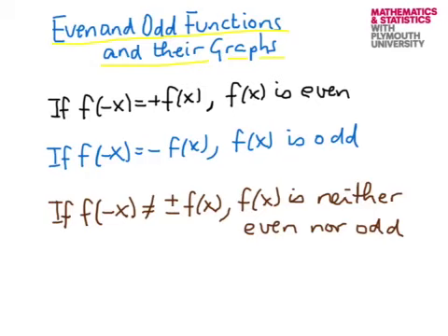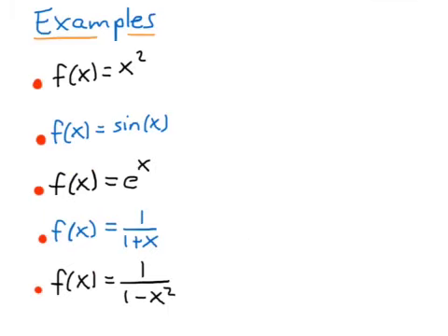So what I want to do on the next slide is to look at a couple of examples of functions which are even, odd and neither even nor odd. On this slide I'm going to work through 5 examples of functions. f of x is x squared, f of x is sine of x, f of x is e to the x, f of x is 1 over 1 plus x, and f of x is 1 over 1 minus x squared.